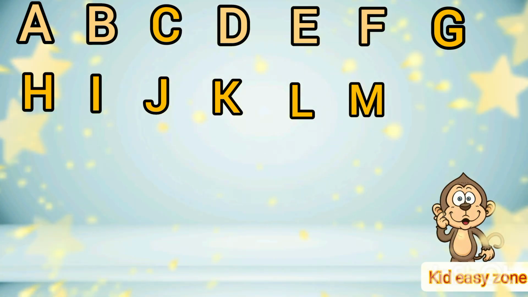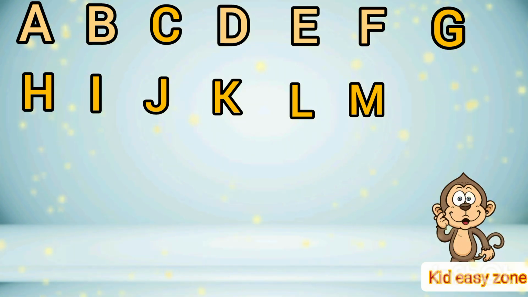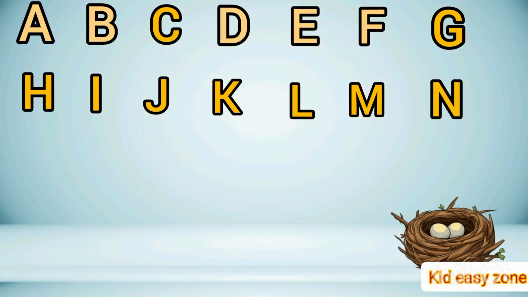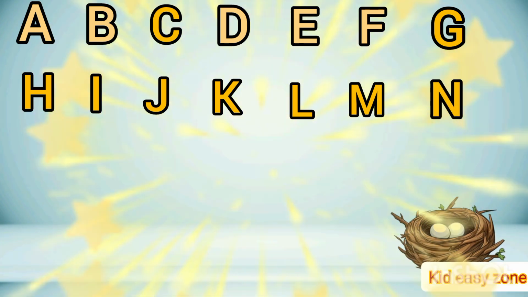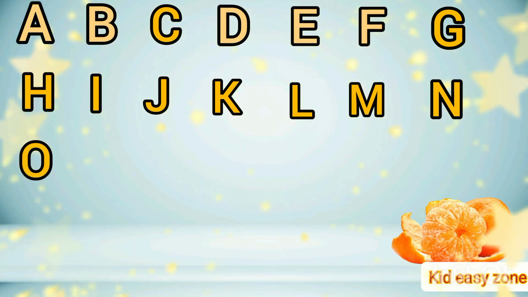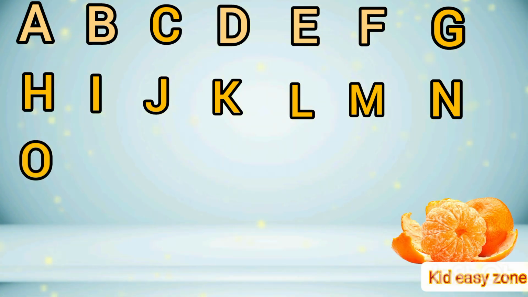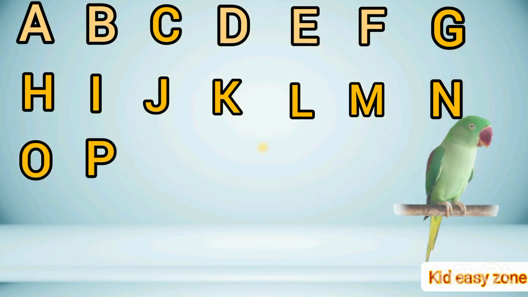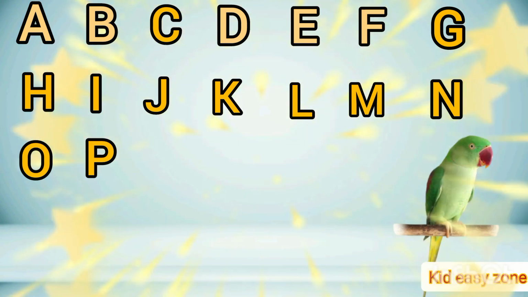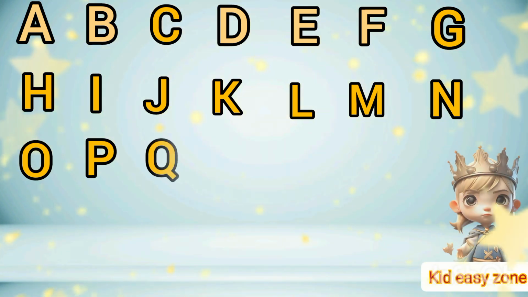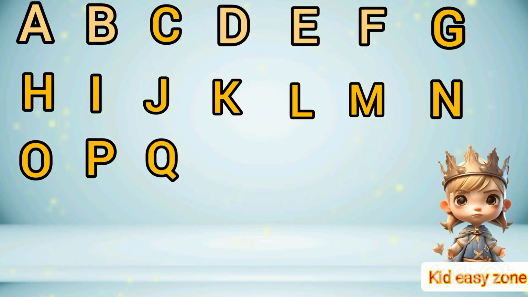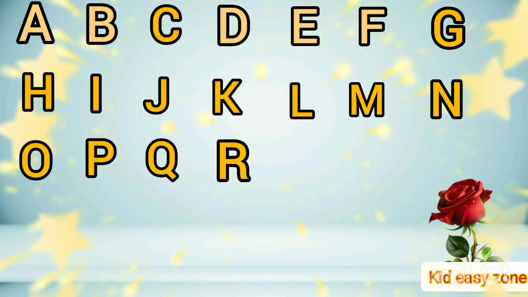M. M is for monkey. N. N is for nest. O. O is for orange. P. P is for parrot. Q. Q is for queen. R. R is for rose.